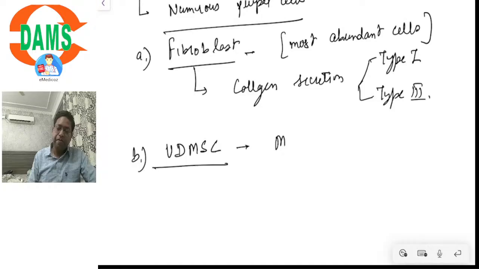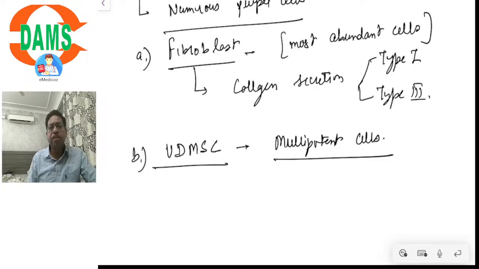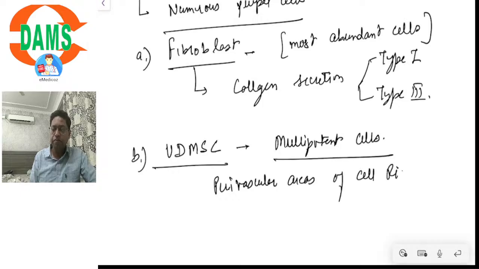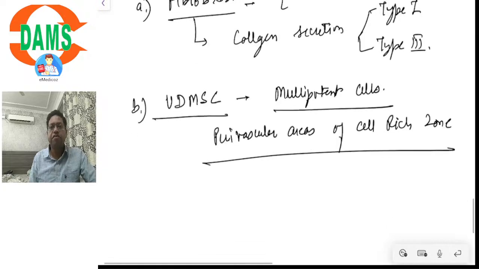These are basically multipotent postnatal stem cells, mostly present in perivascular areas of cell-rich zone. Perivascular means around the blood vessels because they require a rich supply of nutrients for the growth and differentiation of stem cells.